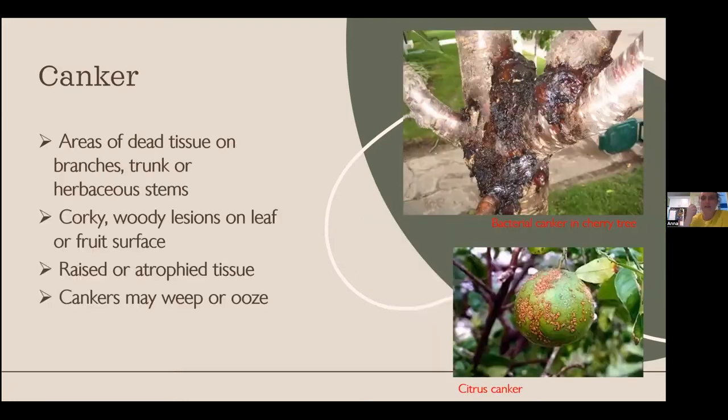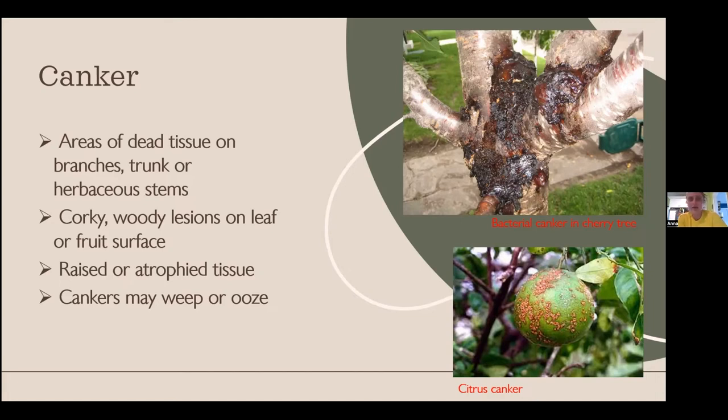Next up is canker. This is our next symptom to look at. These are areas of dead tissue on branches, trunks, or herbaceous stems, and they can present as corky, woody lesions on leaves or fruit surfaces, raised or atrophied tissue, and then some cankers may weep or ooze, and we'll talk a little bit more about this really disgusting looking ooze going on with this bacterial canker in a cherry tree in this case.